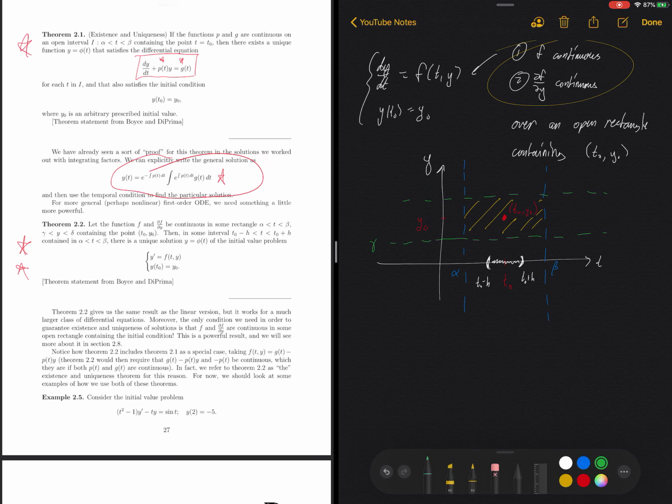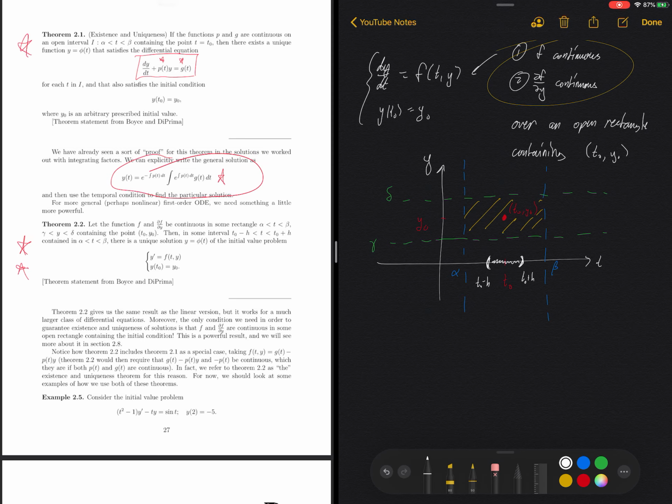Before, we had alpha and beta as the left and right endpoints of the rectangle, and then we had gamma and delta as the bottom and top endpoints of this rectangle.